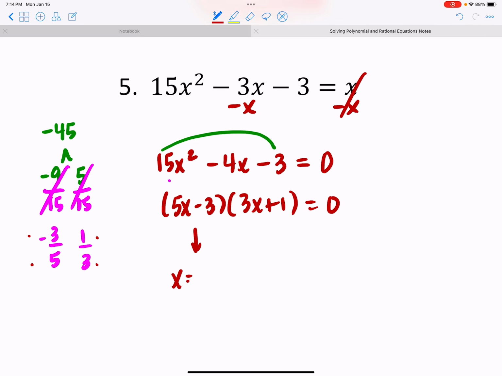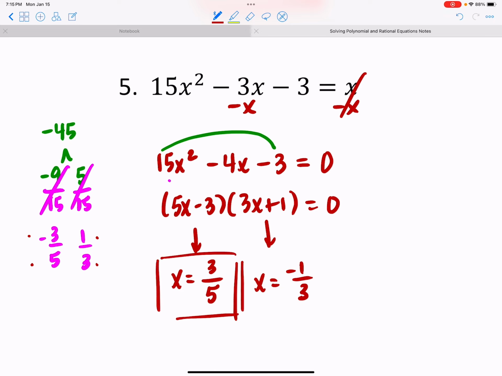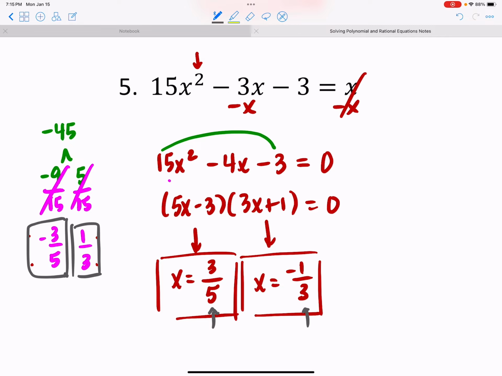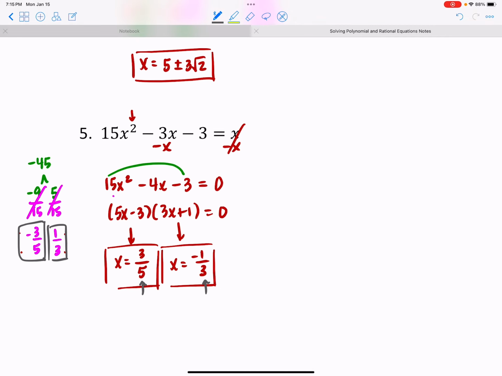Here, if I was solving for x to make my 0, I would have to add 3, so that'd be a positive 3, and then I'd have to divide by 5. And then here, if I was solving for x there, making that binomial equal to 0, I'd have to subtract 1 and then divide by 3. So positive 3/5 and negative 1/3 are going to be the two solutions to this quadratic equation. And again, these solutions are the opposites of my reduced fractions here. So the opposite of negative 3/5 is positive 3/5, and the opposite of 1/3, negative 1/3. Okay, so if it's factorable, great.